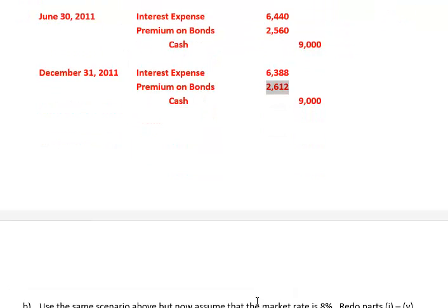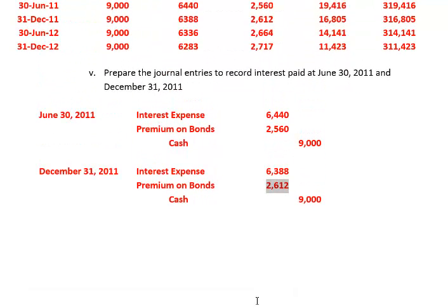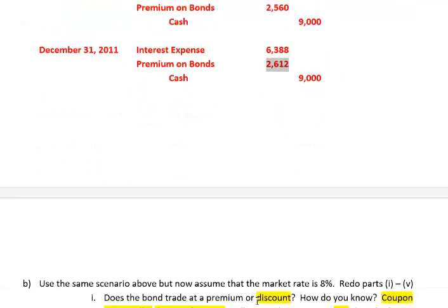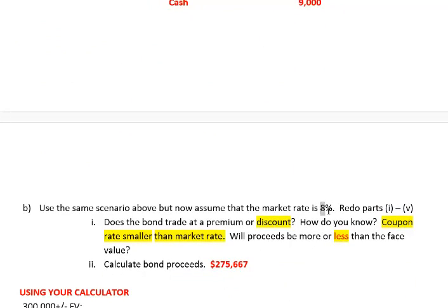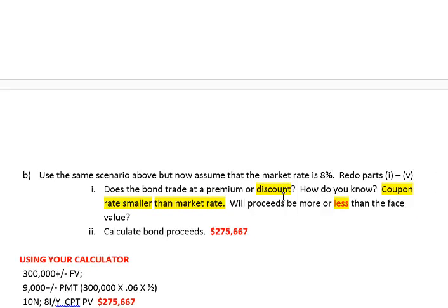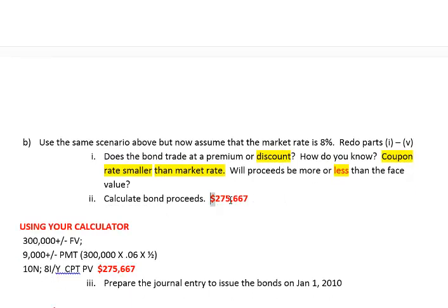Now, they want you to repeat the scenario, assuming now that the market rate is not 4%, but that the market rate is now 8%. Now, because the market rate exceeds the coupon, now the market's paying more than your bond is, so now we have a discount bond. So we would expect with the discount bond that the proceeds we get on the bond should be less than $300,000.